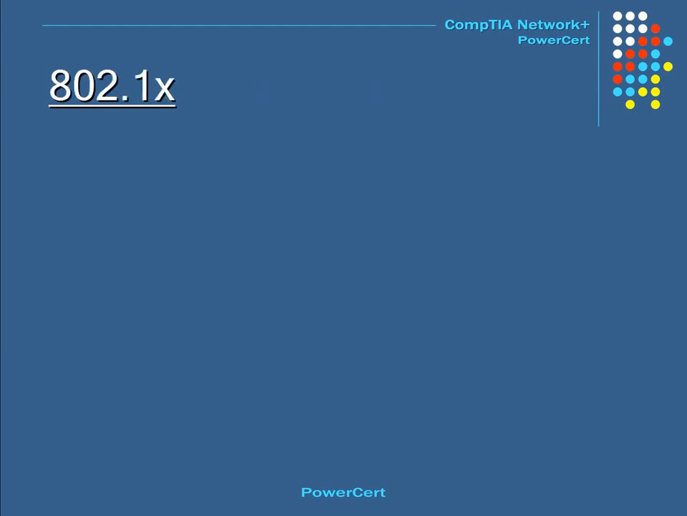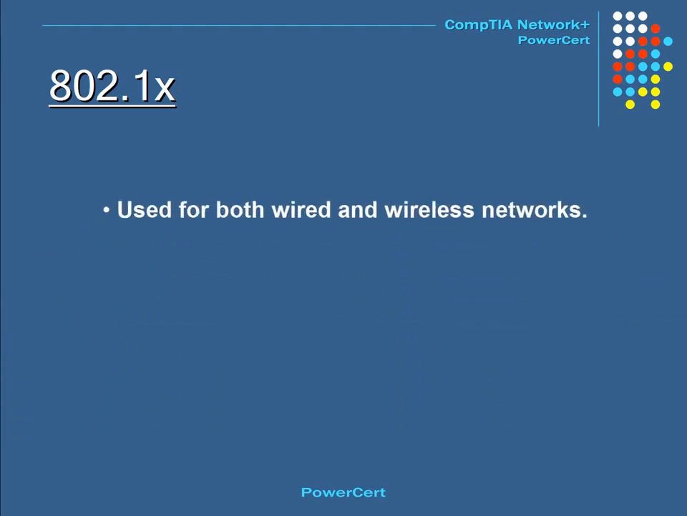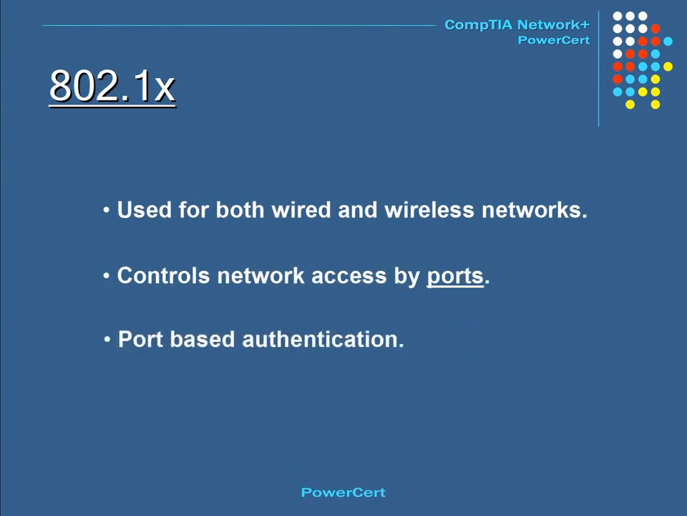And our last security protocol is 802.1x. And this standard is used for both wired and wireless networks. And it controls network access by ports. So if authentication passes, the port is opened. And if the authentication fails, the port is closed.